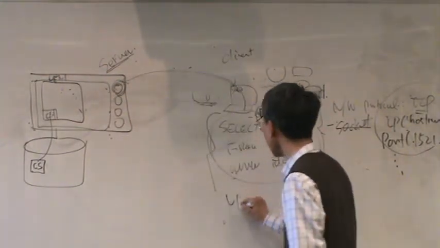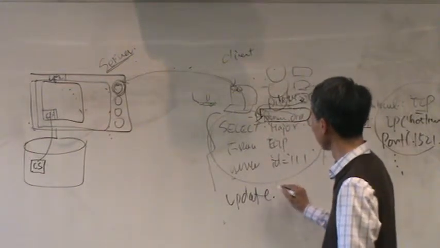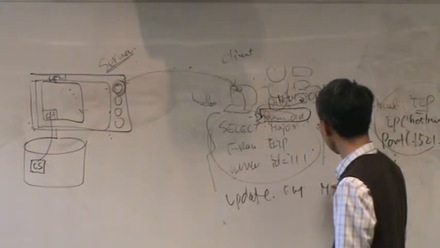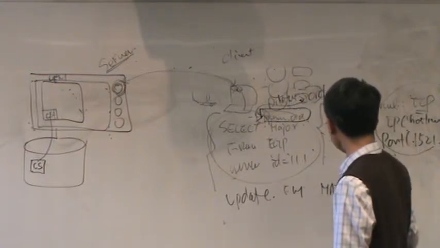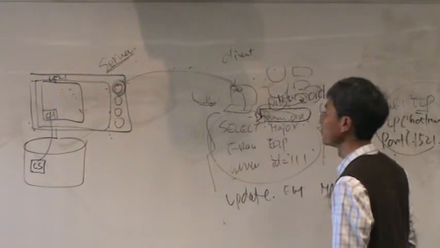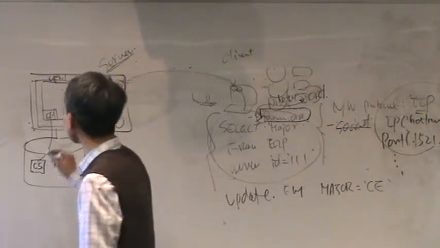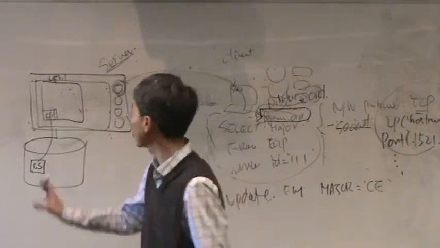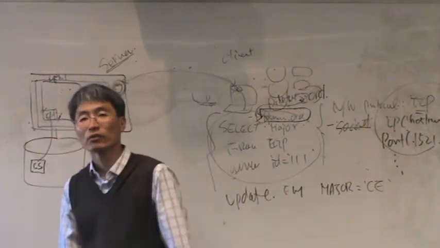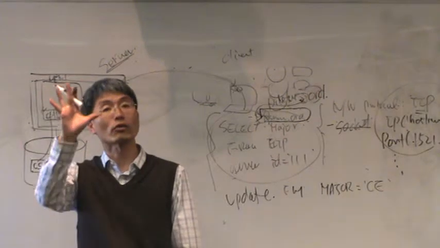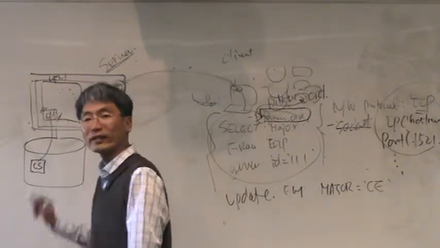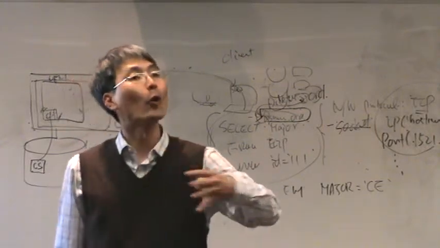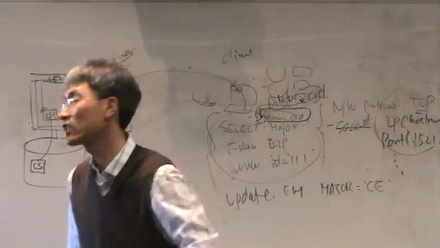Then the next one is update. Update employee, major is equal to CE. Okay? Then this one will be changing. According to two-phase locking, you need to get the lock: a read lock, then upgrade to the write lock and update it. Write the data. Until you commit, abort, or roll back, it is locked.